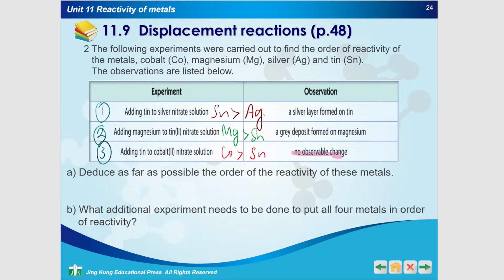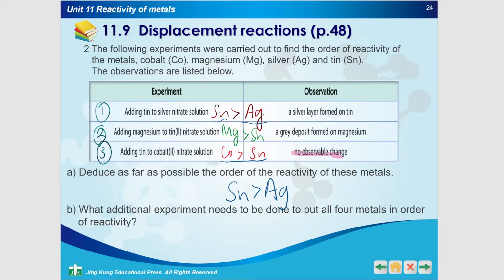Which one is the weakest? Can we figure out the weakest? The weakest obviously is silver. So I'm gonna start there. And then afterwards, between cobalt, tin, and magnesium, tin would be the second last.